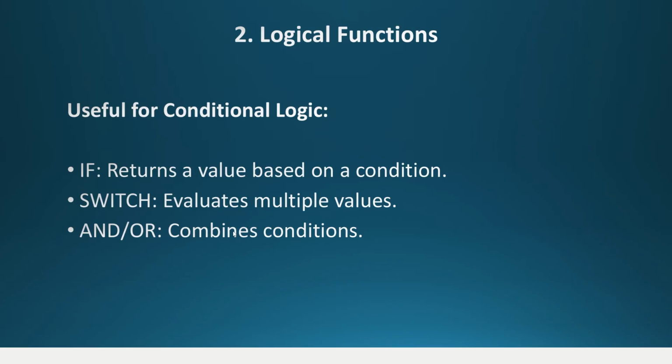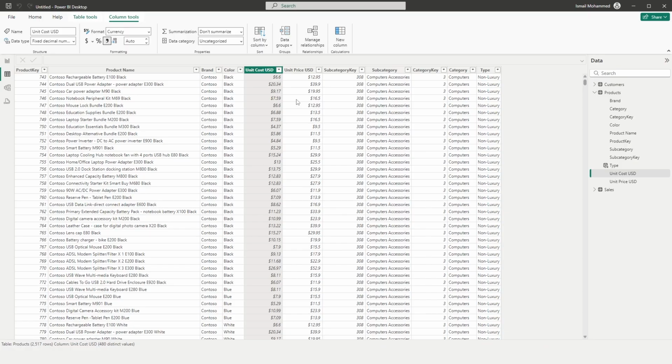Now let's take a look at the next example, which is where we can combine multiple conditions. We will come back to switch after this. In my products table, I have a column here called unit cost USD and unit price USD. I want to identify all of those products which have a cost of more than or equal to $300, but their unit price is more than $1,000. So let us see how we can do that using our if statement, because these are my high margin products.